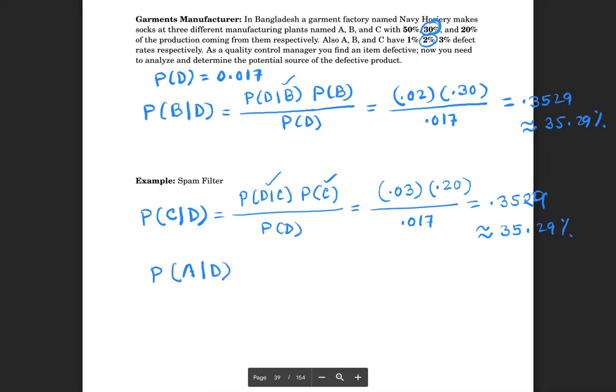So for A, the probability was approximately 29.41%, so about a 29.41% chance that it made the defective product. For B it is 35.29%, and for C it is 35.29%. So that's what it is. So probably the product came from either B or C. That's our best guess.